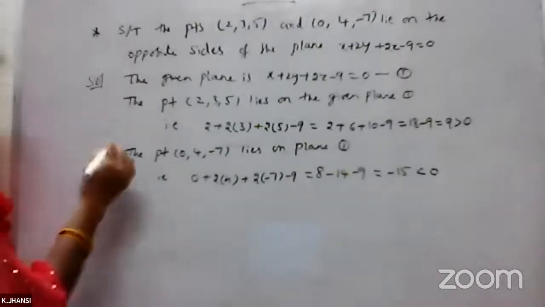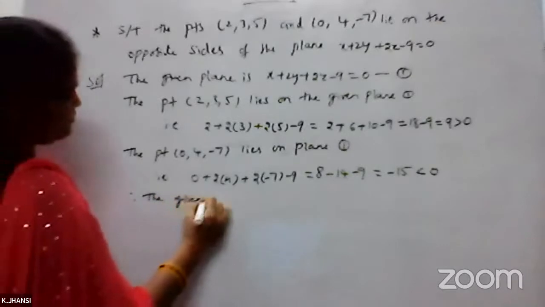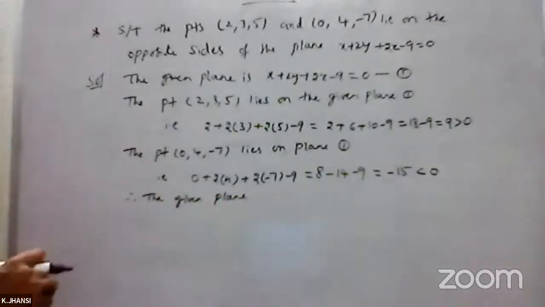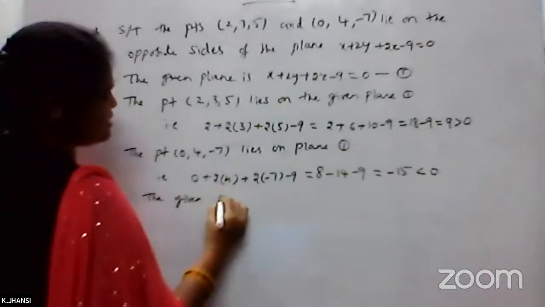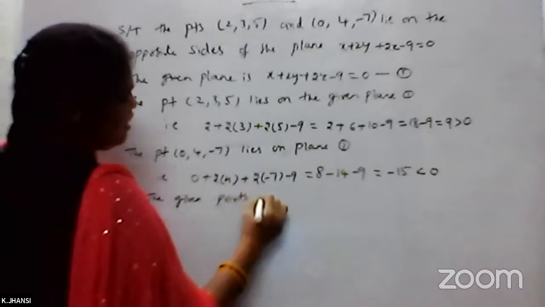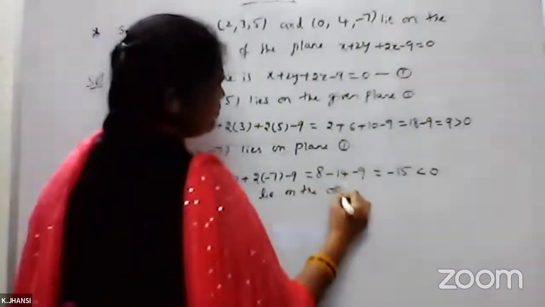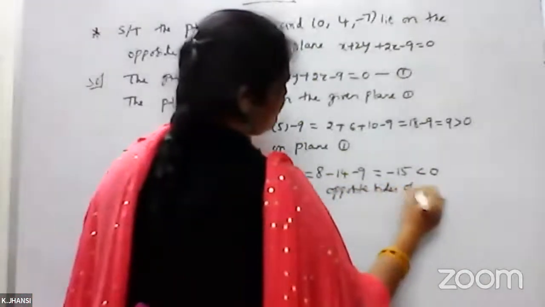So here you can write: therefore the given points lie on the opposite sides of the plane.